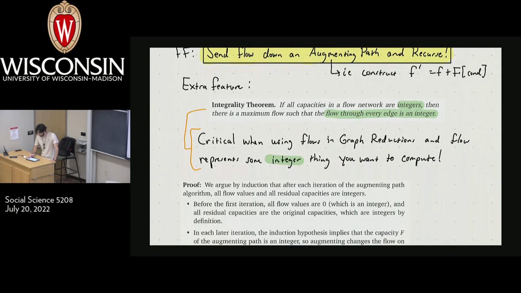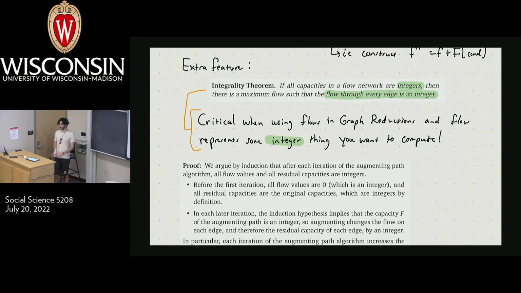So one other cool thing about this algorithm is what's called the integrality theorem, which is the thing you're going to use the most when you do flow stuff, which says if all the capacities in the flow are integer, so if you start with all the pipe sizes being some integer, then there exists a max flow such that the flow through every edge is also an integer. So if your capacities are integer, your final flow will also be integer. You won't have f of e being the square root of 2.